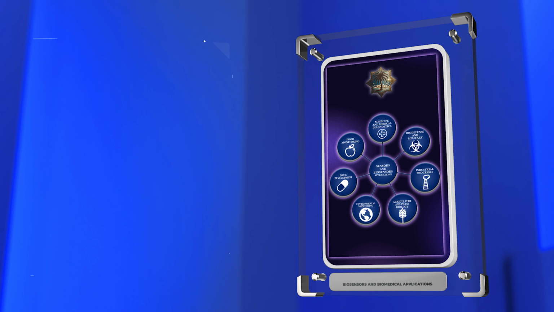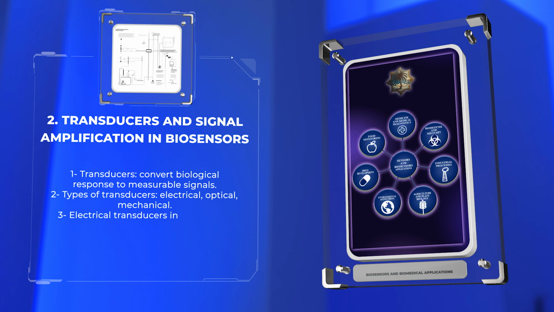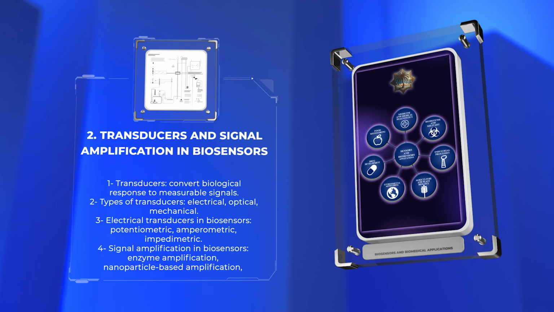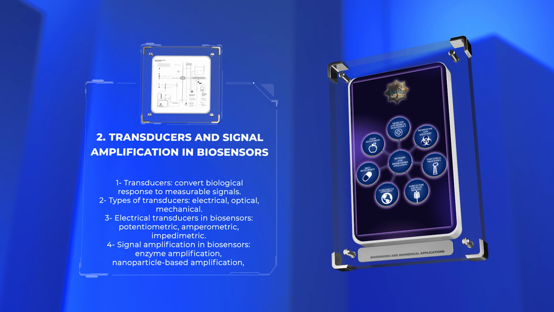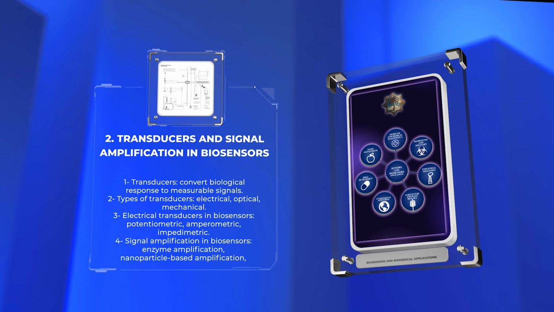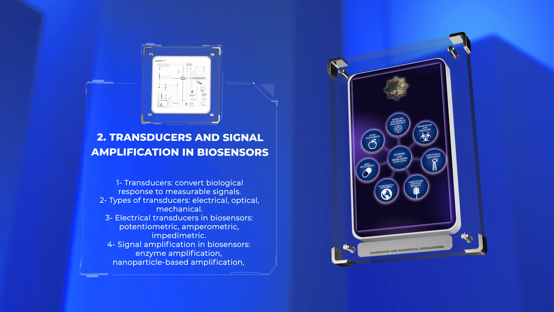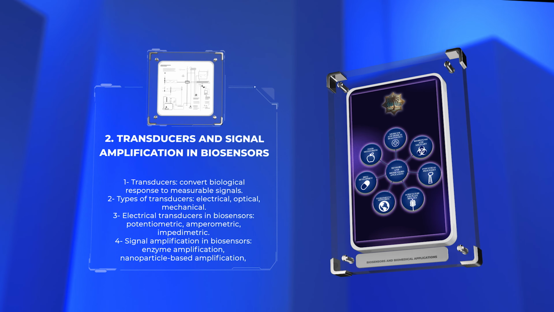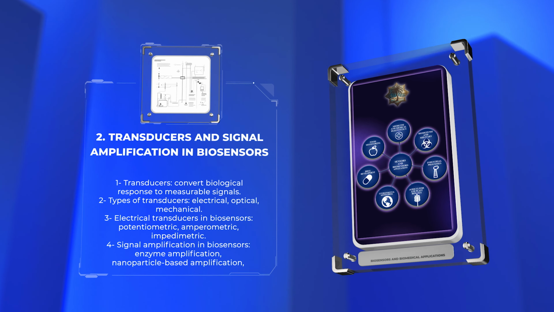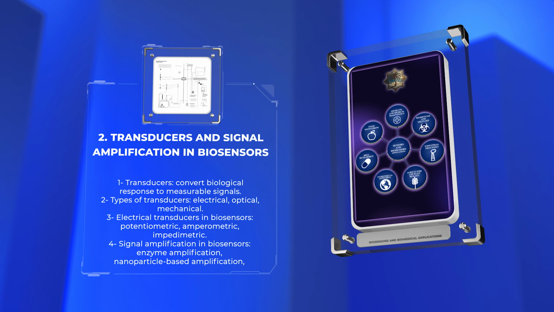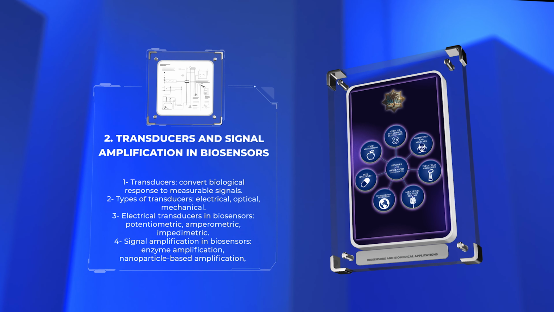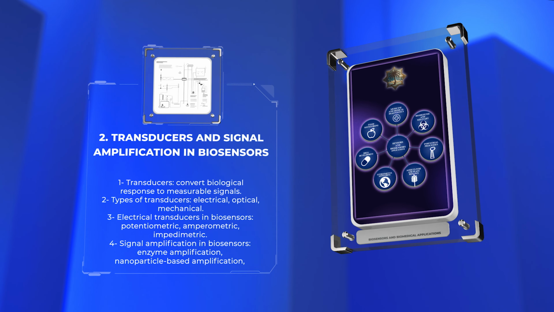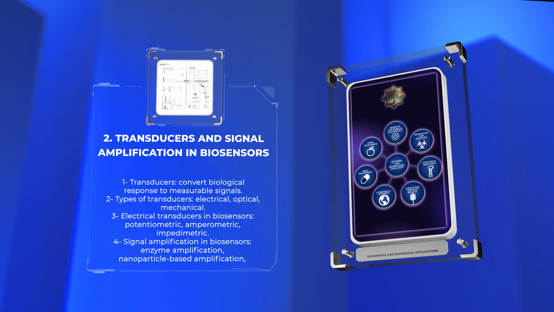Transducers are essential components of biosensors that convert the biological response into measurable signals. They can be categorized into electrical, optical, and mechanical transducers. The electrical transducers, commonly used in biosensors, include potentiometric, amperometric, and impedometric transducers. Signal amplification plays a crucial role in biosensors to enhance the sensitivity and detection limits. Various amplification techniques, such as enzyme amplification, nanoparticle-based amplification, and signal amplification by immunoassay, can be employed in biosensors.